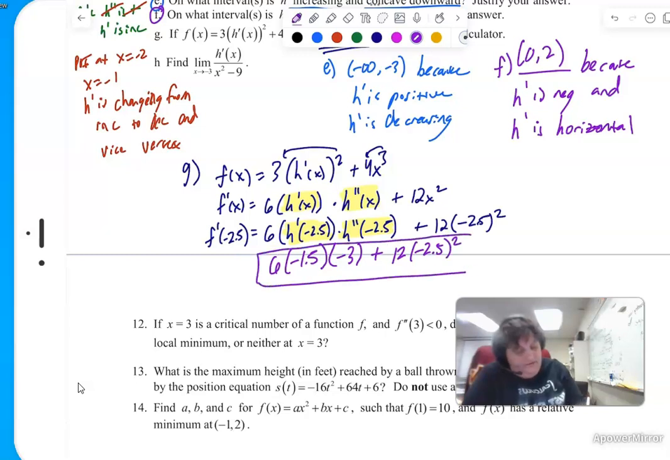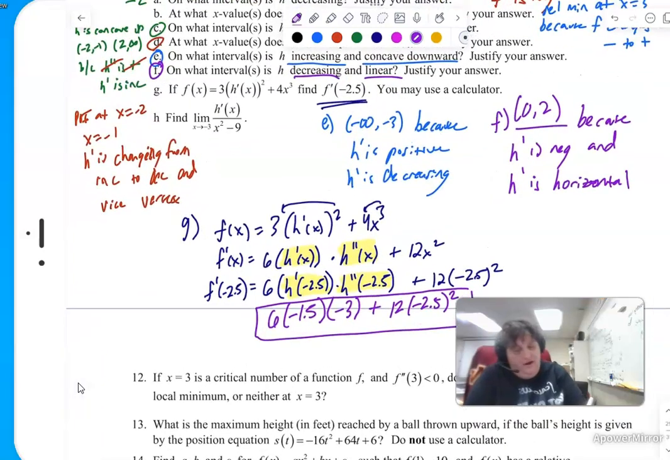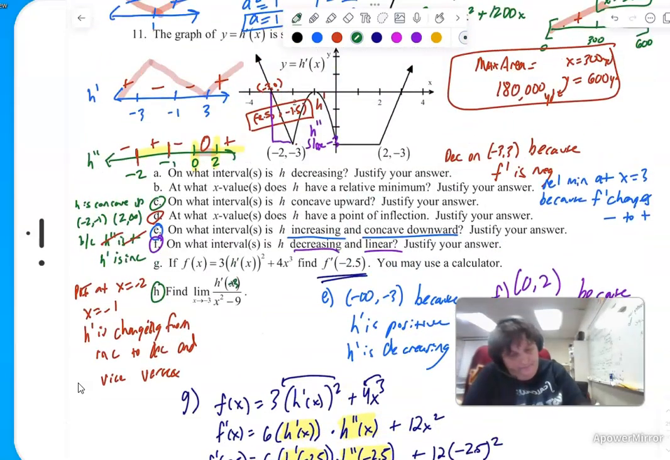And this is an FRQ, so we honestly could just leave it like that. Okay, if you really wanted to plug it in, you could. You get something, but you don't need to. It's an FRQ. All right, last one on this problem. Okay, h, find the limit as x approaches negative 3. Well, at negative 3, h prime is 0. And then negative 3 squared minus 9 is 0.